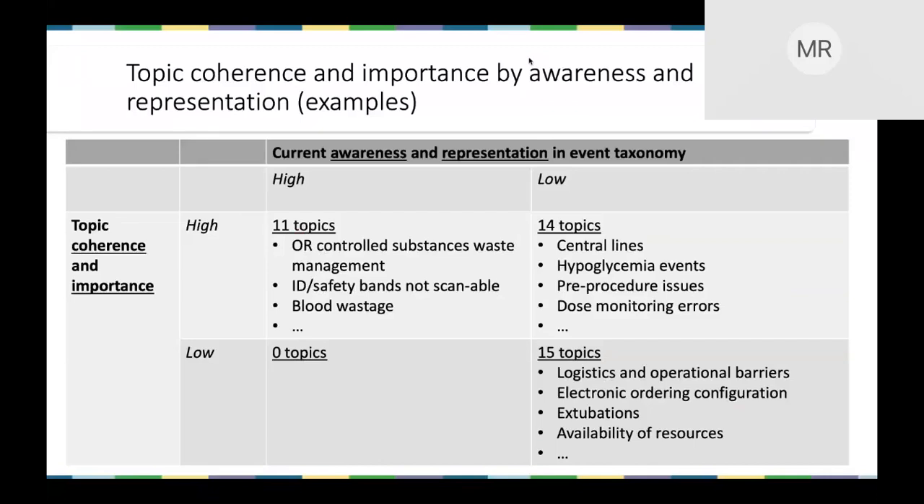there were 14 topics that the experts rated as highly coherent and important that we didn't represent well in our current topic system. So 14 trends or things that were happening in our safety event reporting data that we weren't really tracking clearly or weren't really represented well in our event taxonomy. So this is telling us something new that we didn't know about our data.